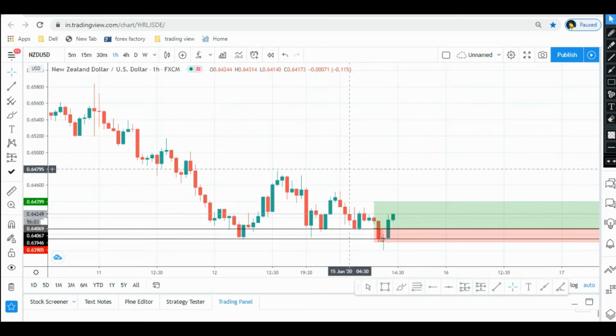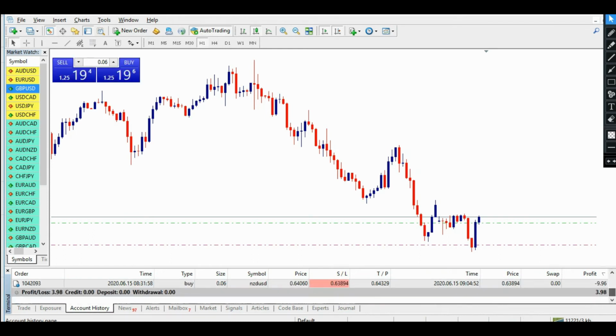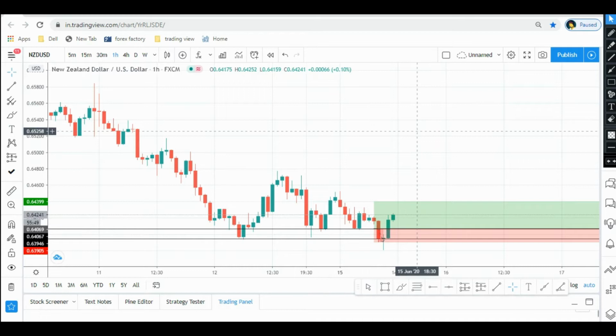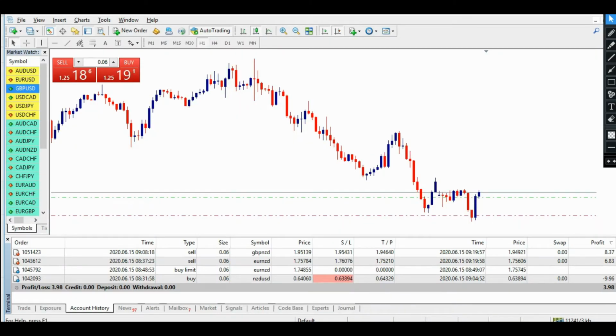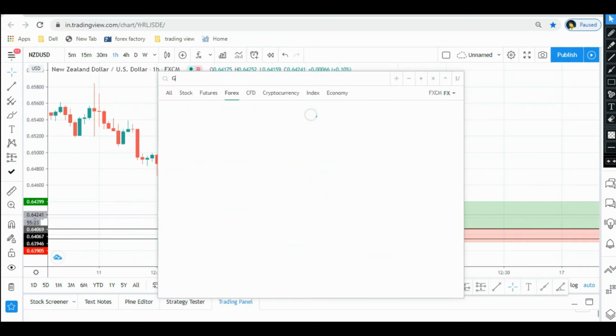So in the morning I took 3 trades. Let me show you, I have earned a total of $3, because I simply closed these 2 trades, GBP NZD and Euro NZD, at low profit, because I have to go somewhere out. This is the reason I closed these trades so quickly. Now I'm going to show you the condition of GBP NZD and Euro NZD.